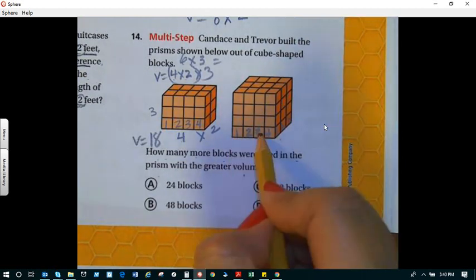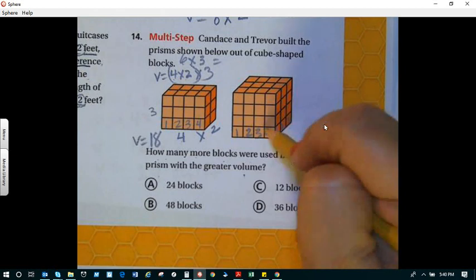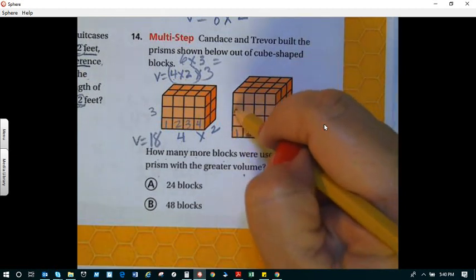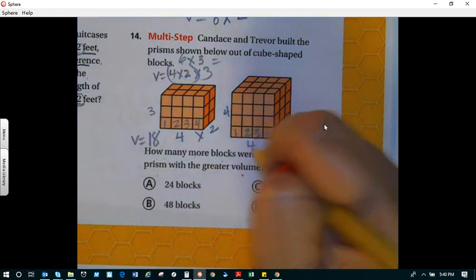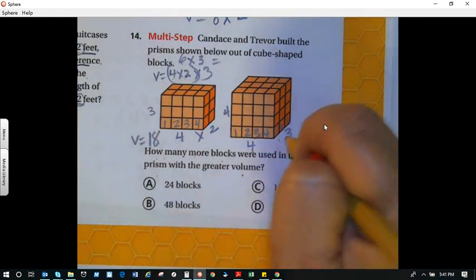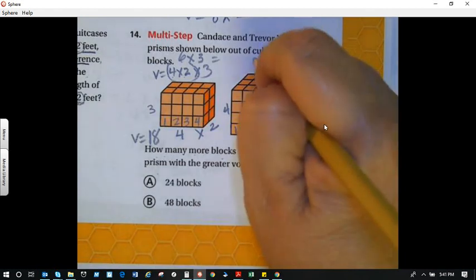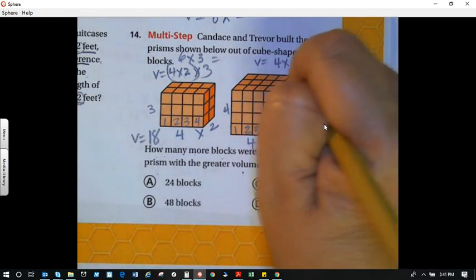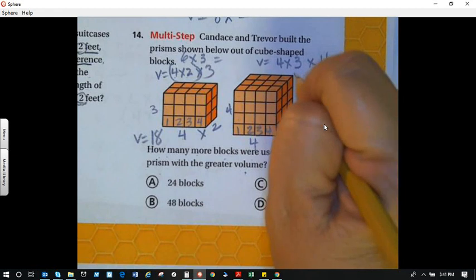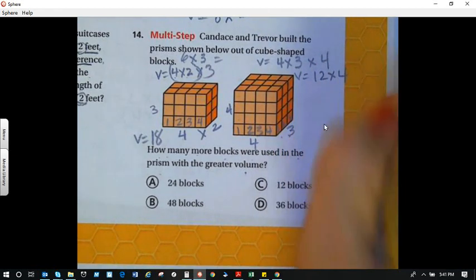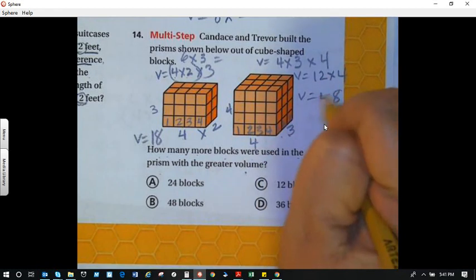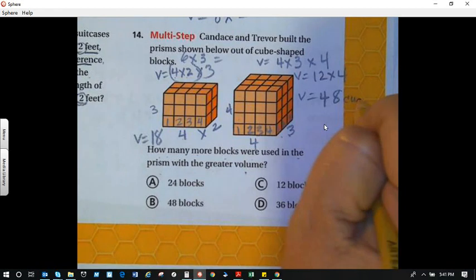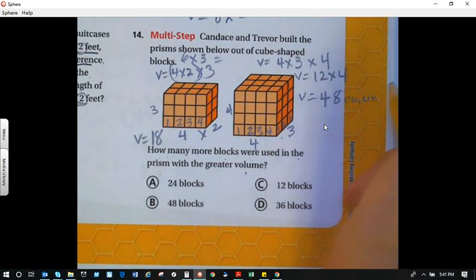So I had 4, and I have 1, 2, 3, 4. Wow. So we added layer to layer, right? So here I have 4 times 3 times 4. So V equals 4 times 3 times 4. V equals 12 times 4. So my volume is 48 cubic units or blocks.